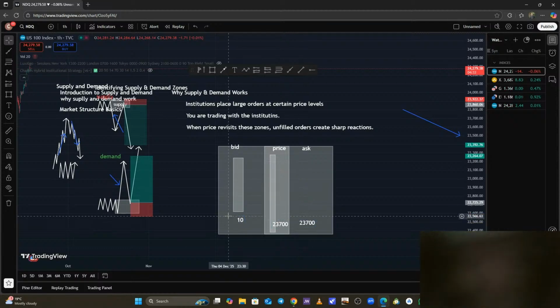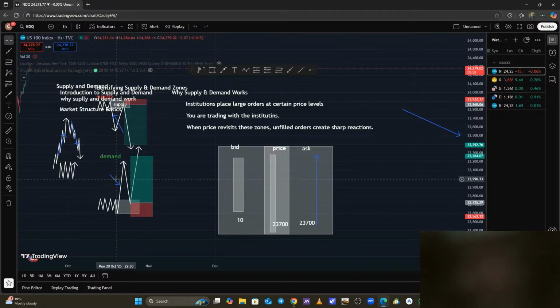Now when you want to identify aggressive buyers or sellers, they will not place their orders like this. They basically enter the market, and when they enter the market without waiting for a specific price, they will eat up all these prices here, causing imbalance. And these imbalances must be rebalanced again. So the market will come back to balance these prices, then head back in the same direction. So that's what causes the sharp move.